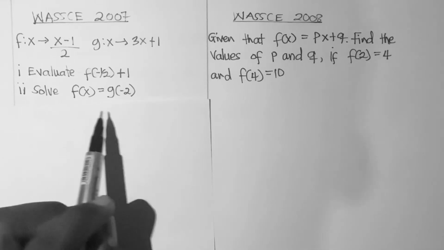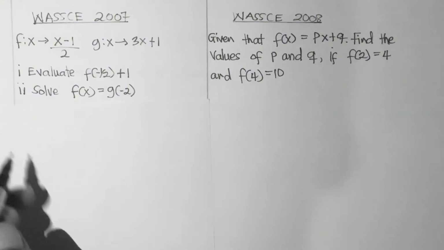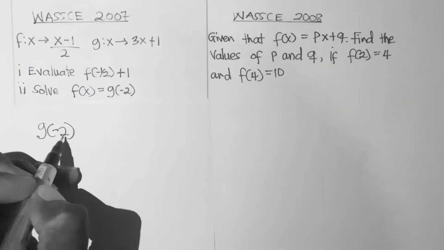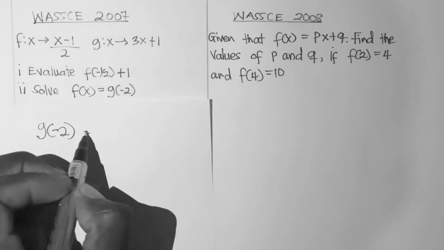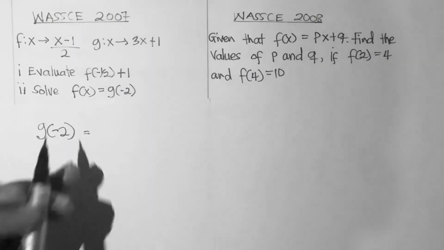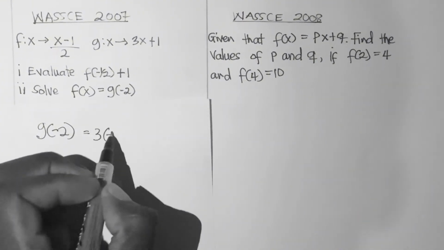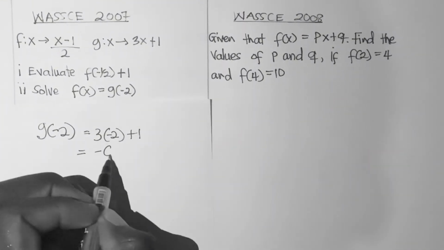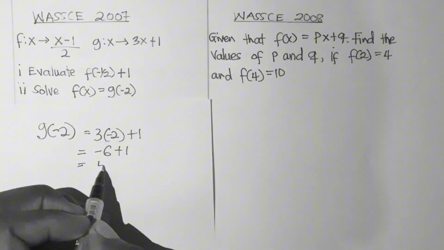The second part says we should solve f of x equals j of minus 2. So let's find j of minus 2. J of minus 2 is equal to, wherever we see x in j, we need to replace it with minus 2. So that becomes 3 times minus 2 plus 1. And that is equal to minus 6 plus 1, which is equal to 5.